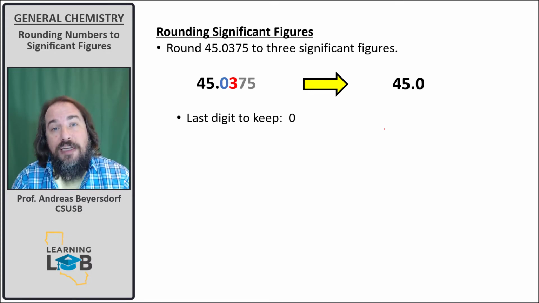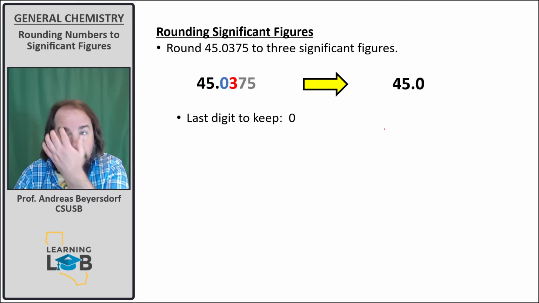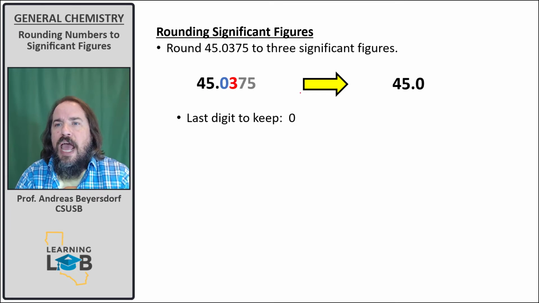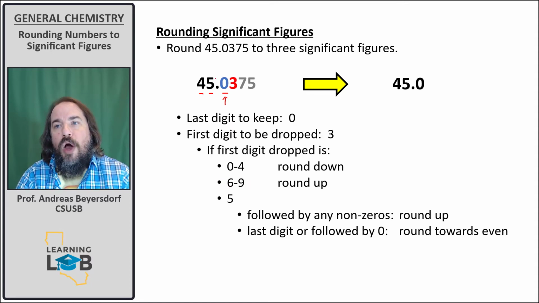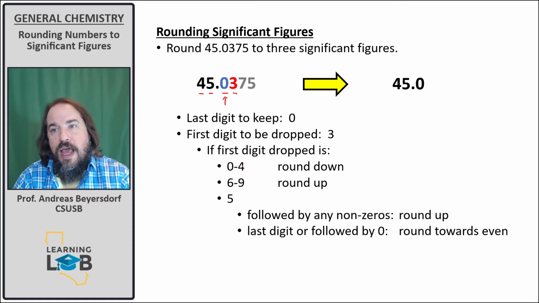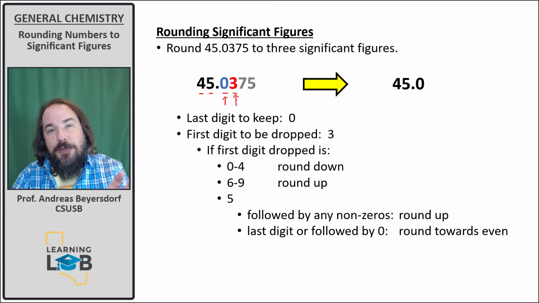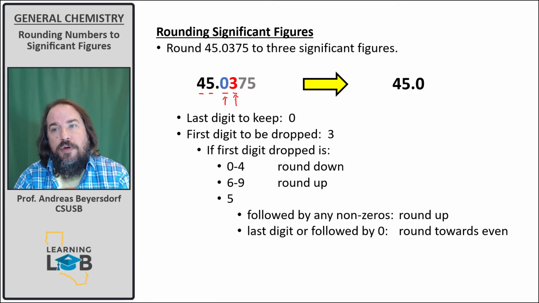45.0375 to 3 significant figures? Well, we look at our number and we say 1, 2, 3. So we want to keep these 3, and this 0 here is the last digit to keep. What we do with this 0 depends on the number following it. If the first digit dropped, in this case the 3, is between 0 and 4, we round down. So we would round to 45.0.